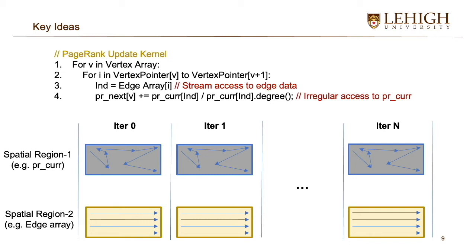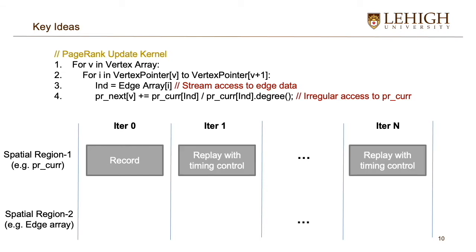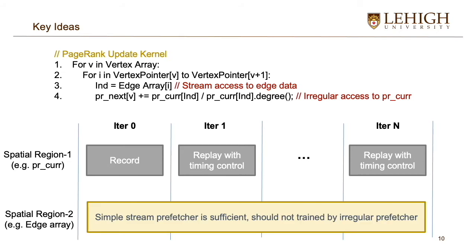To use the proposed RnR prefetcher effectively, the vertex array should be marked, and the irregular access sequence of this spatial region should be recorded during the first iteration and replayed for the rest of the iterations. For the data structure that is accessed with a streaming pattern, an existing streaming prefetcher can be used.